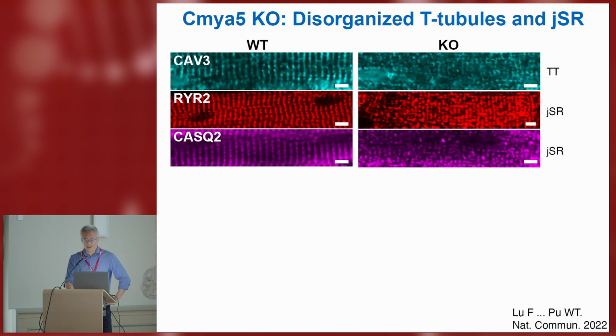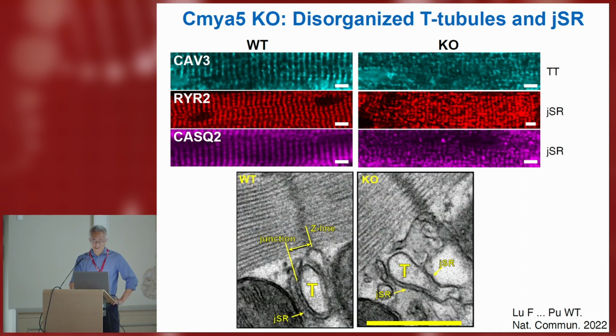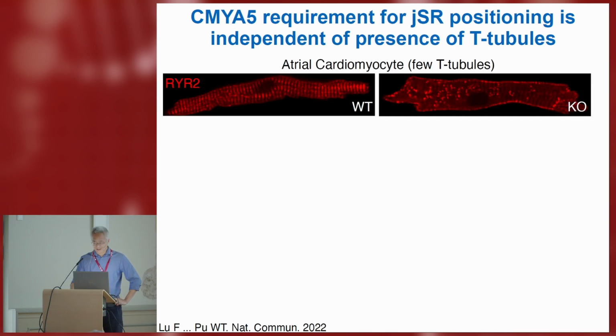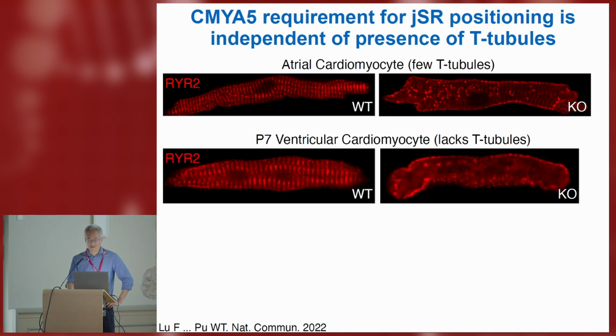So we made a knockout mouse of this gene, and we showed that it results in disassembly of the T-tubules and a disorganization of the junctional SR. Here are some electron micrographs showing the T-tubule. You can see it's shifted in its position from the Z-line, and the junctional SR has a very abnormal morphology. Wow, I'm really out of time here. We looked back at these myocytes that lack T-tubules, and we found that it has the same effect whether there are T-tubules or not. It disorganized the junctional SR.